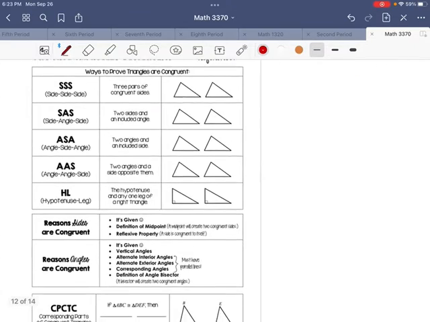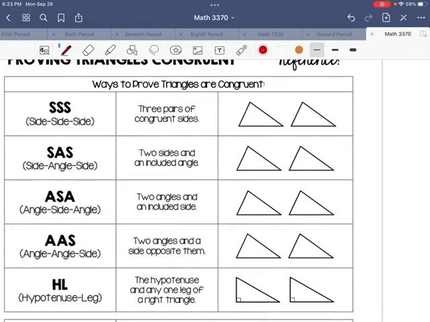Okay, there are 5 ways that we can prove triangles are congruent, as opposed to the 3 ways we can prove triangles are similar. Notice some of them are the same as the similar ones, like this one and this one. Those are included in the similar one. So it's very important to differentiate between similarity and congruency statements because they're literally the same, but the definitions are different.